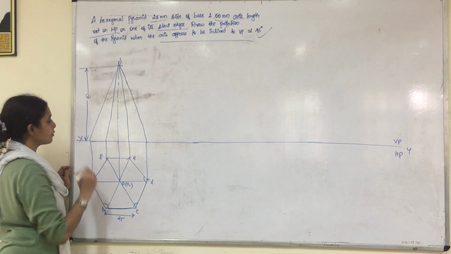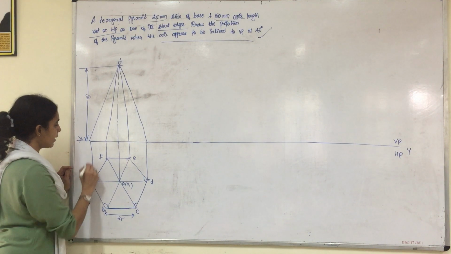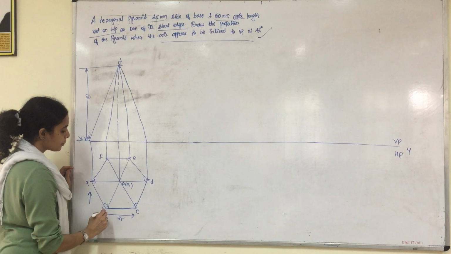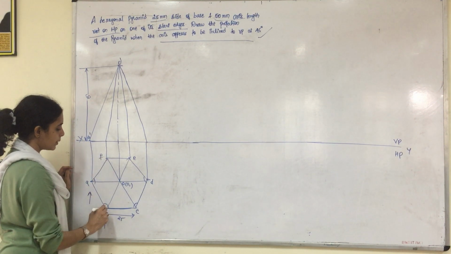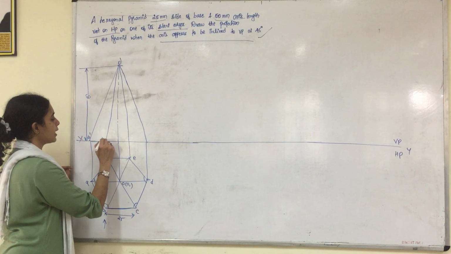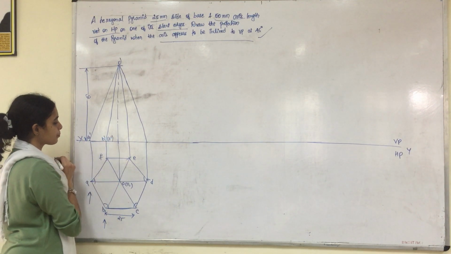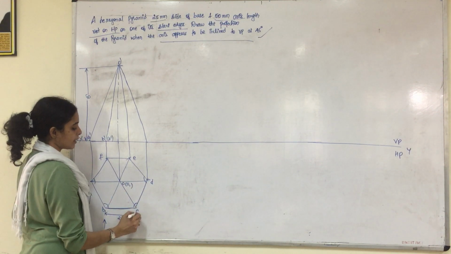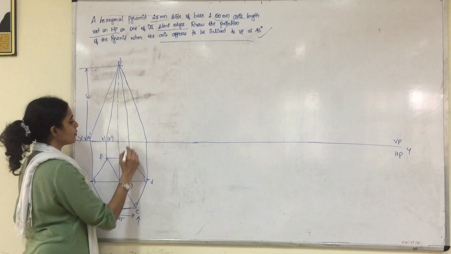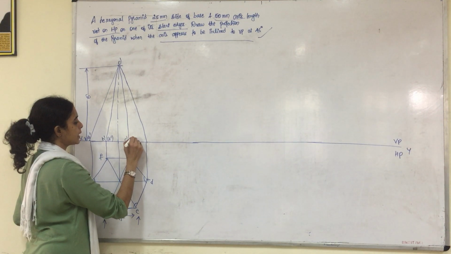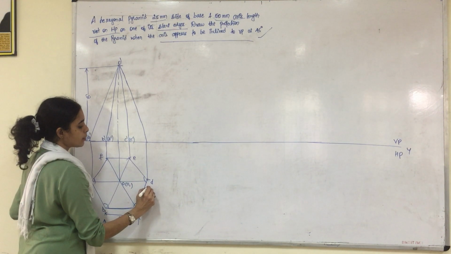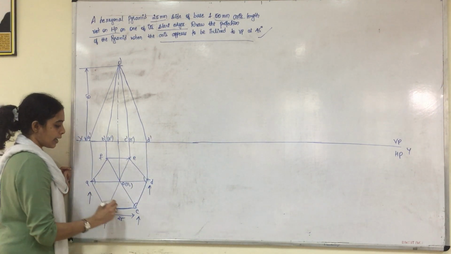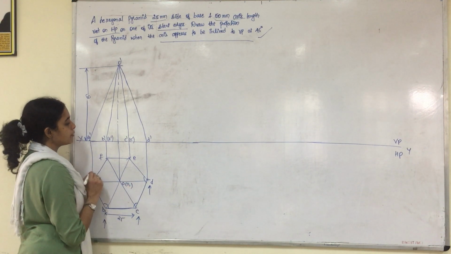After this you have to give the naming. When the observer views from here, A will be visible, so we will write it as A dash. When the observer views from here, B and F will be along the same line. B will be visible, F won't be visible. So you will write B dash outside and F dash in the bracket. And again when the observer views from here, C and E will be along the same line. C will be visible, E will not be visible. So you will write C dash outside the bracket and E dash within the bracket. When the observer views from here, D will be visible, so we will write it as D dash. And here when the observer views the center, O1 will not be visible.